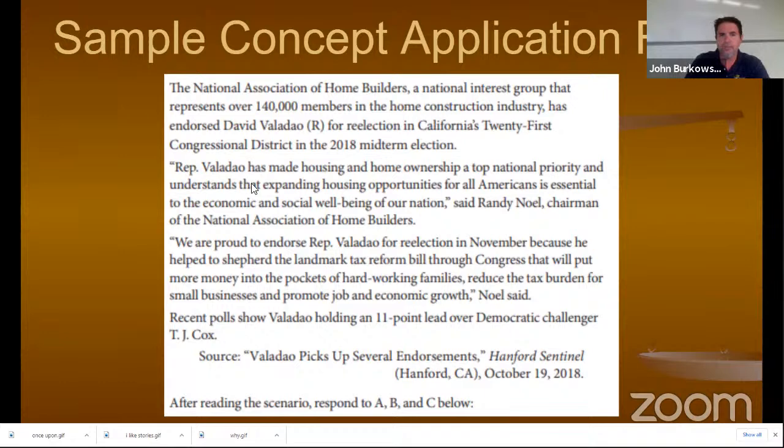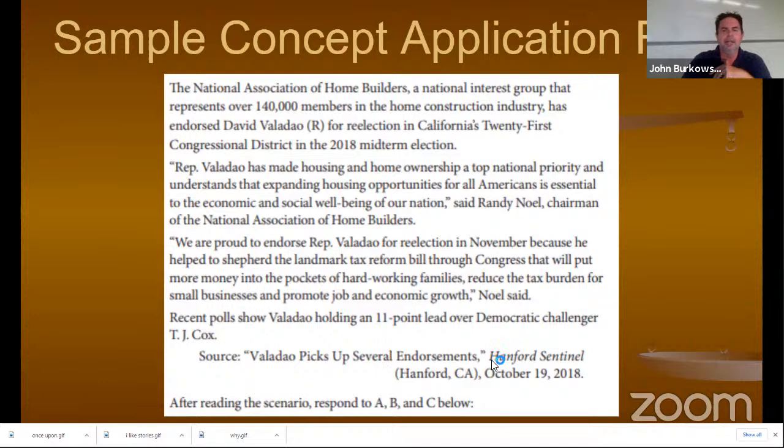Said Randy Knoll, chairman of the National Association of Home Builders. We are proud to endorse Representative Valadao for re-election in November because he helped to shepherd the landmark tax reform bill through Congress that will put more money into the pockets of hardworking families, reduce the tax burden for small businesses, and promote job and economic growth. Recent polls show an 11-point lead over Democratic challenger TJ Cox. Source: Valadao picks up several endorsements, Hanford Sentinel, Hanford, California. All right, so there it is.